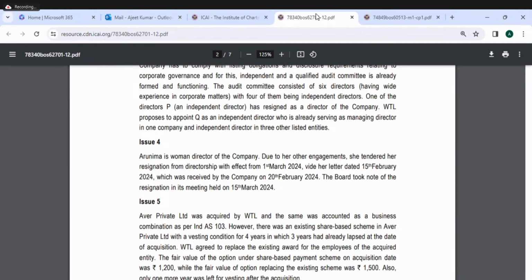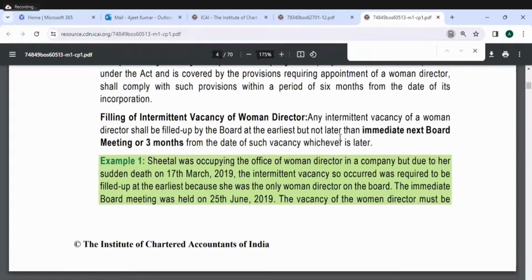In that case also, what is the correct answer? Now I have to compare two dates. The immediate next board meeting, which is your 15th June 2024, or the 3 months we have calculated, 1st June 2024. The point is whichever is later. So in this case, the later date is 15th June 2020. So my answer will automatically change.